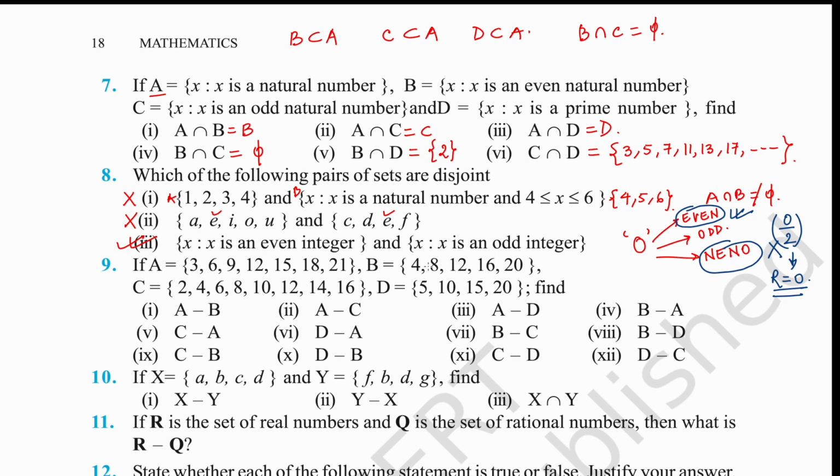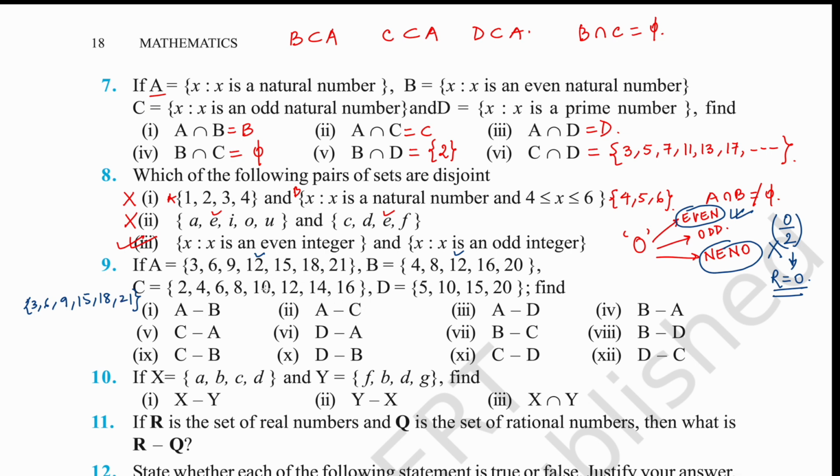So let's see which are the elements that are common between A and B. I can clearly see that 4 is not common between the two, 8 is not common between the two, 12 is common between the two, right? 16 is not common between the two and 20 is not common between the two. So in this case, we have to include all the elements in A, removing the elements which are common between A and B. So this set A minus B is going to be your set containing 3, 6, 9, 15, 18 and 21. So this is your A minus B.